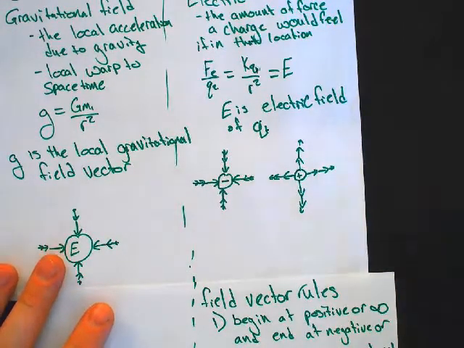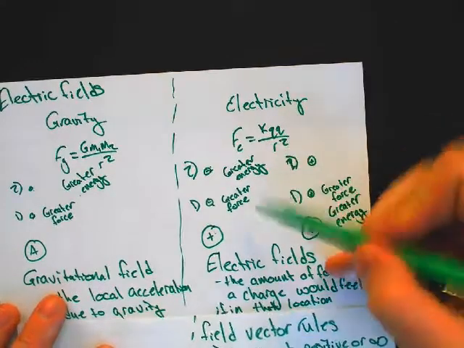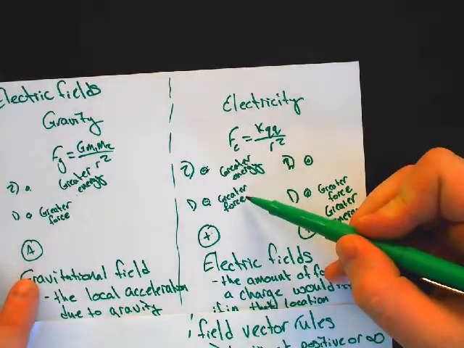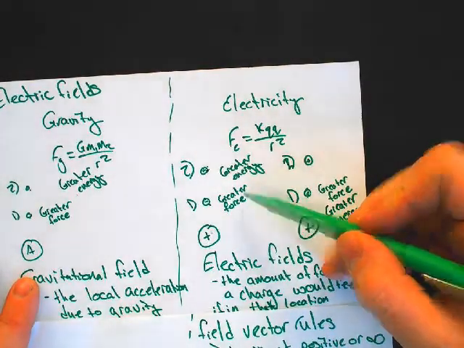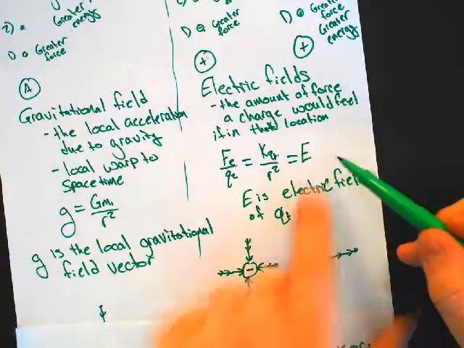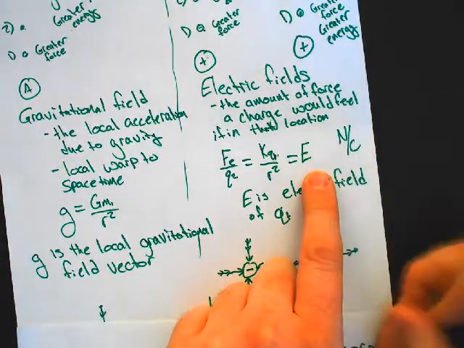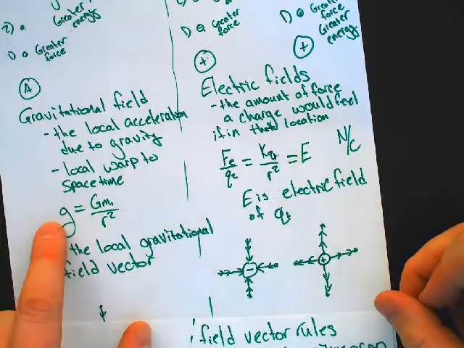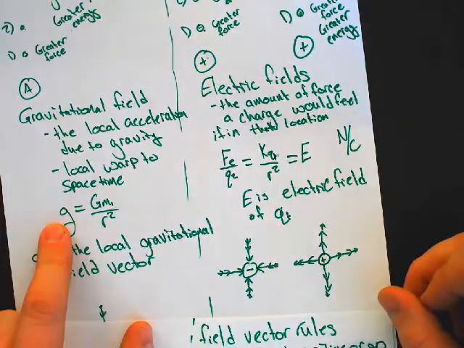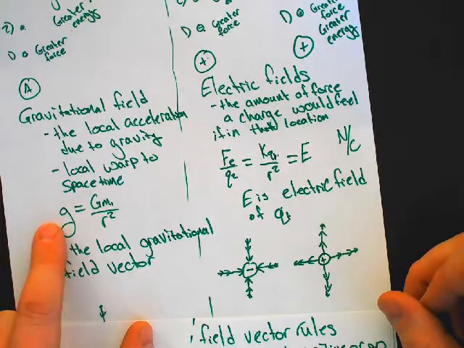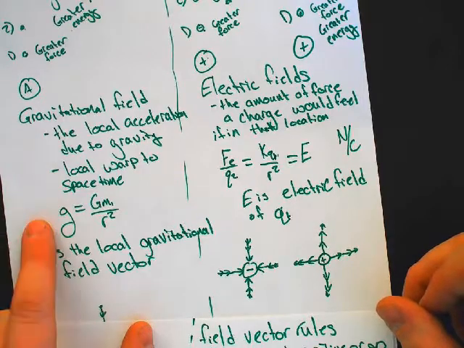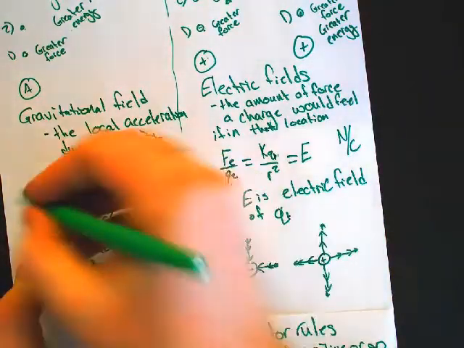Okay, so electric field tells us how much force a charge would feel at a specific location. I forgot to write in a unit here. E is newtons per coulomb. In the same way, we could write little g in what way? I mean units. Units for little g: newtons per kilogram.